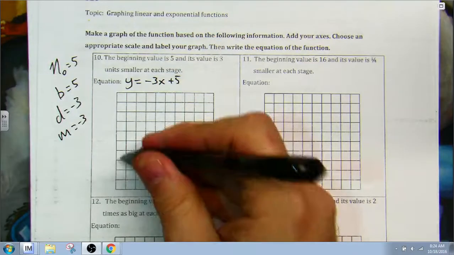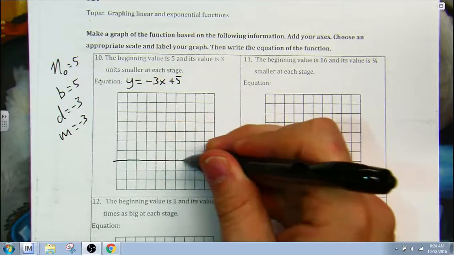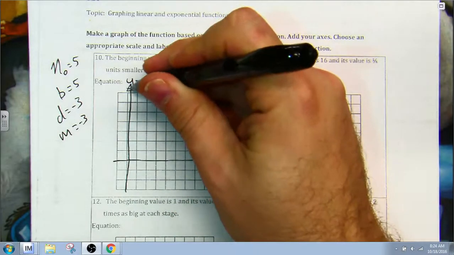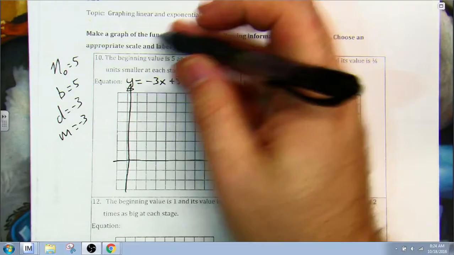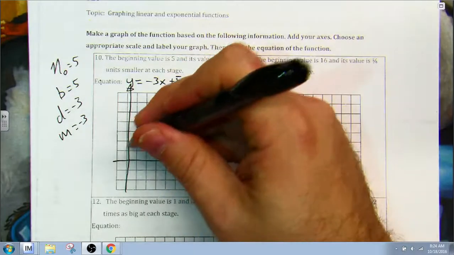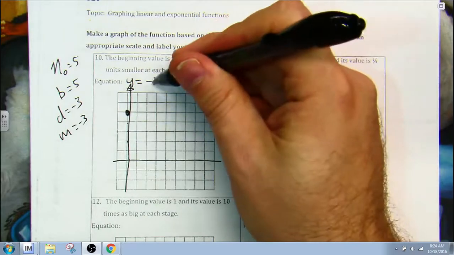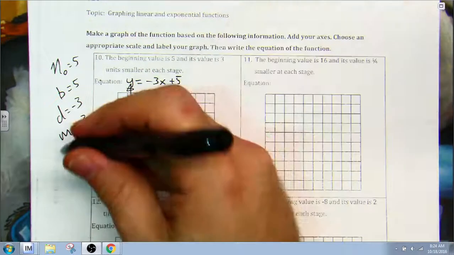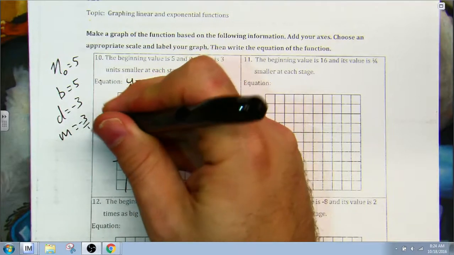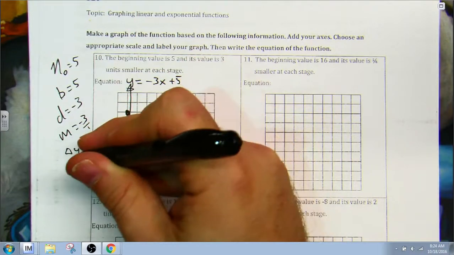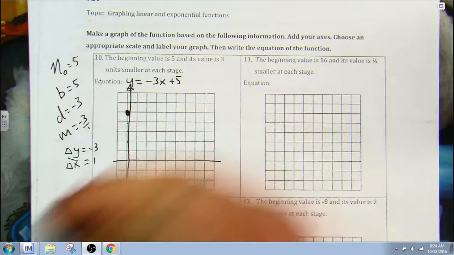And then it asks me to graph it. So I'm just going to draw some lines here. Draw them like this. Okay. And so I know that my y-intercept is 5. So 1, 2, 3, 4, 5. And I know that my slope is negative 3. So if it's negative 3, that's secretly negative 3 over 1. So my change in y is negative 3, and my change in x is 1, right?